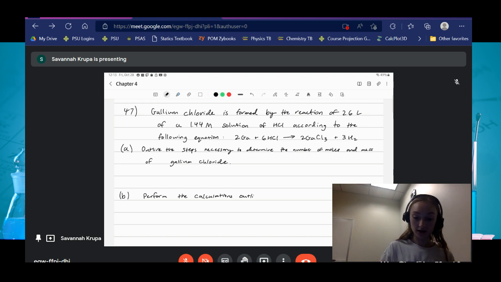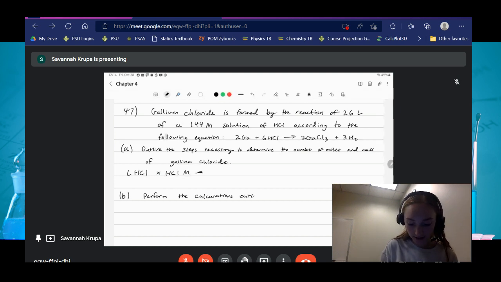the amount of liters of gallium chloride that we have. Or sorry, we have 2.6 liters of HCl. So we're going to start with liters of HCl. And then we want to use that molarity to figure out how many moles we have in the amount of stuff that we have of the HCl. So we're going to multiply that by the HCl molarity, and then that will get us moles of HCl.